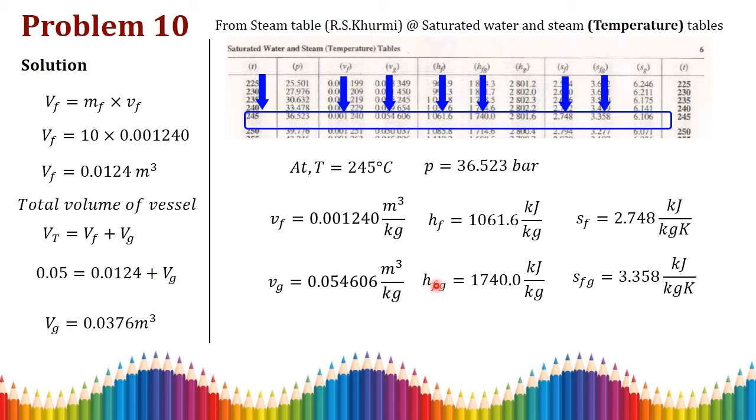Then we know the volume of the fluid, which is equal to mass of the fluid into specific volume of the fluid. The mass of the fluid is given as 10 kilogram, and Vf will be taken from the 245 degrees Celsius. You substitute those values to get the volume as 0.0124 meter cube. Then the total volume can be written as Vt is equal to Vf plus Vg. We know total volume Vt is 0.05 meter cube, that is given in the problem, and Vf is 0.0124 meter cube. Substitute these two values to get Vg is equal to 0.0376 meter cube.